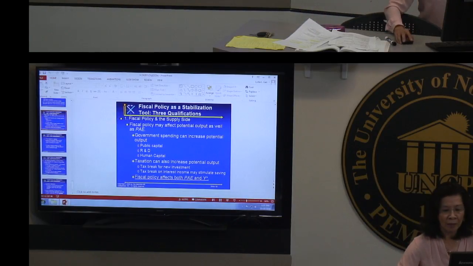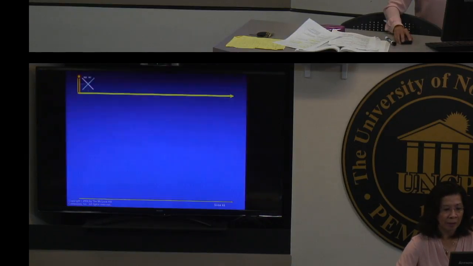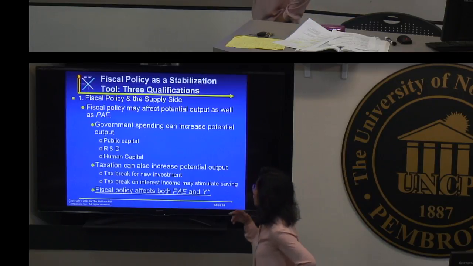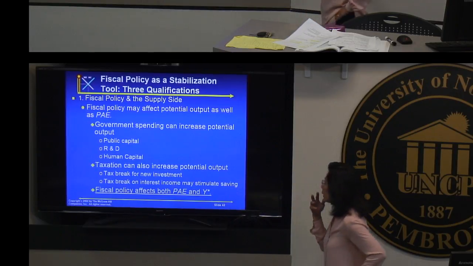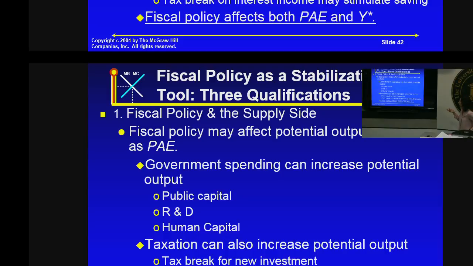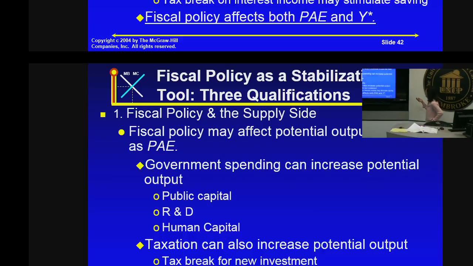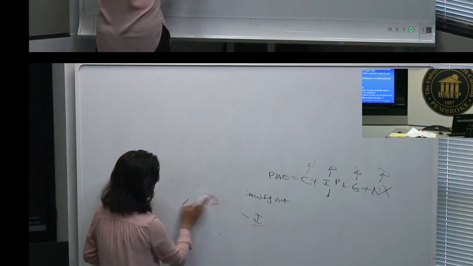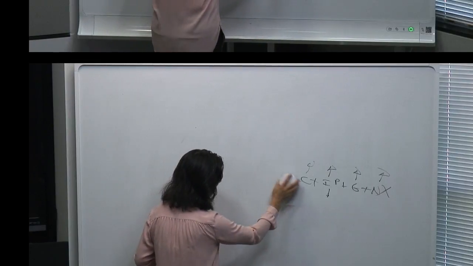Now, the supply side economics that Reagan had back then in the 80s refers to this scenario here, where every time we say, well, if you want to increase the PAE, that's expansionary fiscal policy. But then they say that if you pump up the government expenditure or if you lower taxes, yes, it's considered expansionary fiscal policy, but it also has effects on potential GDP.